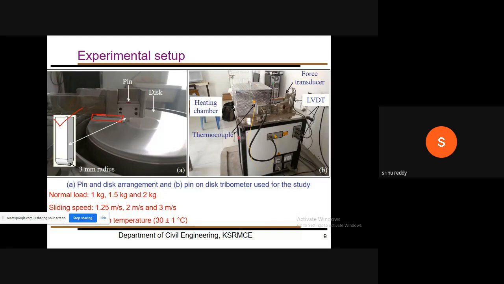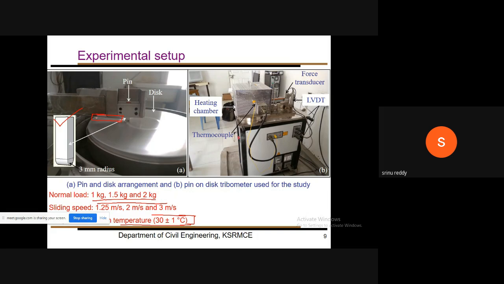Here, the right side of the figure is related to high temperatures. In this lecture, I am not going to cover high temperature experiments. The experimental conditions we used for this study are normal loads of 1 kg, 1.5 kg, and 2 kg, so 3 different normal loads, and 3 different sliding speeds. We want to check how frictional heat behaves with respect to the different experimental conditions. We maintained room temperature, and conducted the experiments at room temperature.